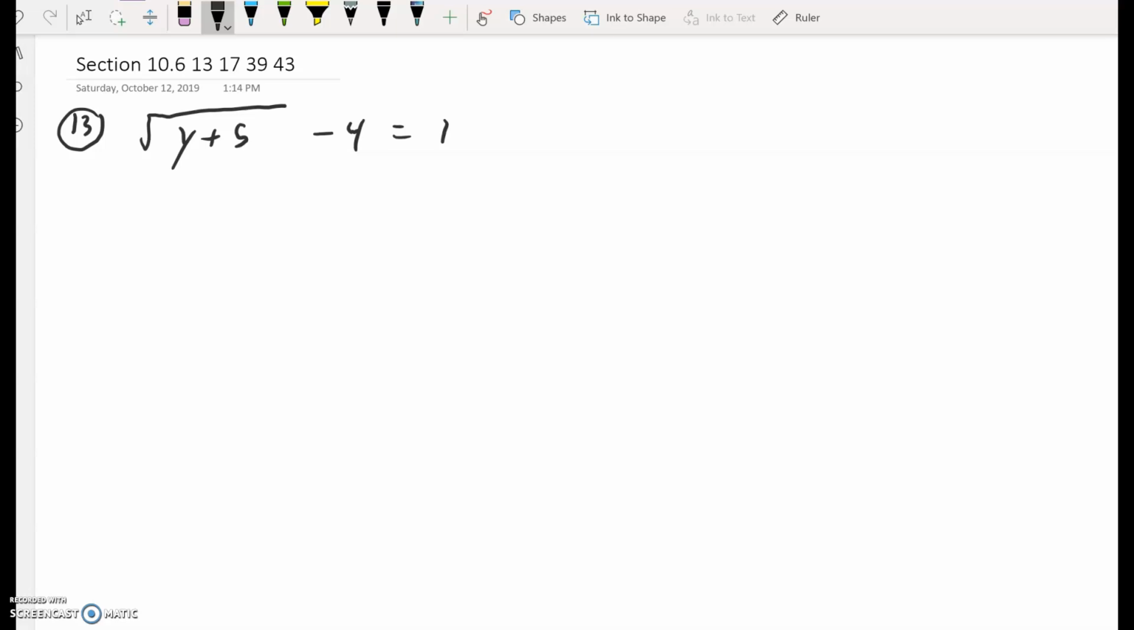In section 10.6, the first thing we're going to try to do usually is get the square root quantity by itself. We're not going to undo things inside the square root. We're not going to undo the plus 5 with a minus 5, for instance. But we can undo things that are outside of the square root. So we can add 4 to both sides, for instance.